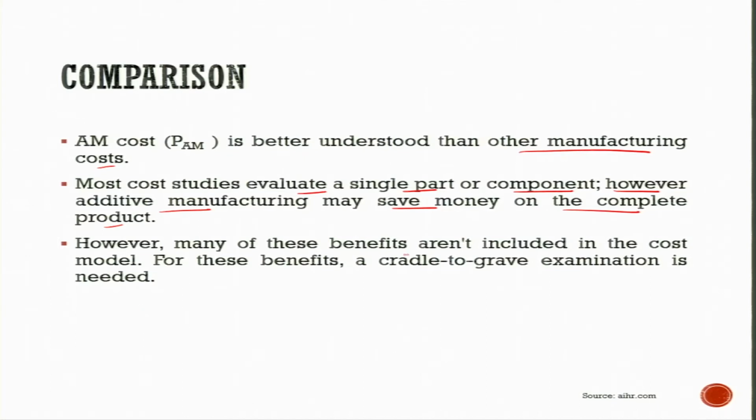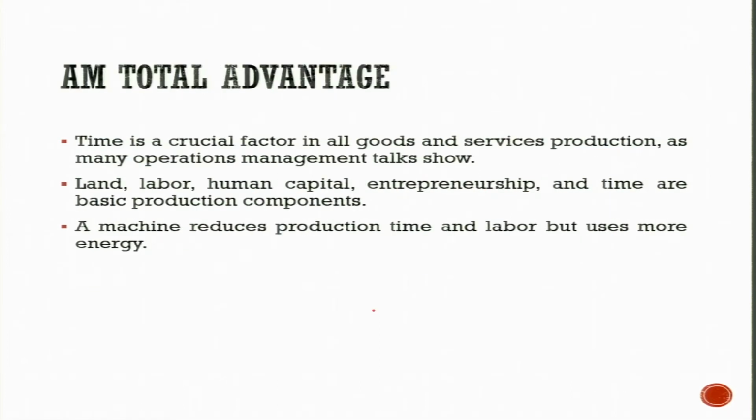However, many of these benefits aren't included in the cost model. For these benefits, a cradle to grave examination is needed, which I just said. Time is a crucial factor in all goods and services production, as many operations management talks show. Land, labor, human capital, entrepreneurship, and time are the basic production components. Human capital and entrepreneurship are vital in additive manufacturing, but this is not a focus of this lecture at this point.